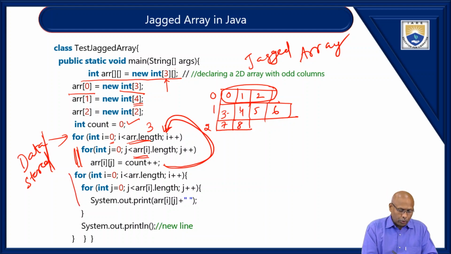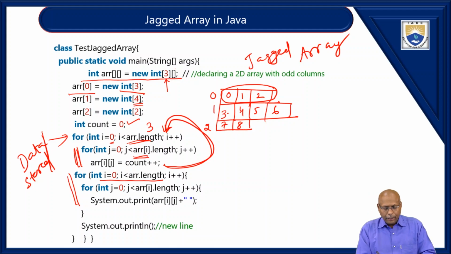Now whatever data is stored in the array, I want to display on the screen. How many times do I have to display? Because there are 3 rows, I have to display 3 rows. This loop repeats 3 times, because array.length talks about how many rows there are. Because it is a 2-dimensional array, if you write array.length, that talks about how many rows. So this loop repeats 3 times.